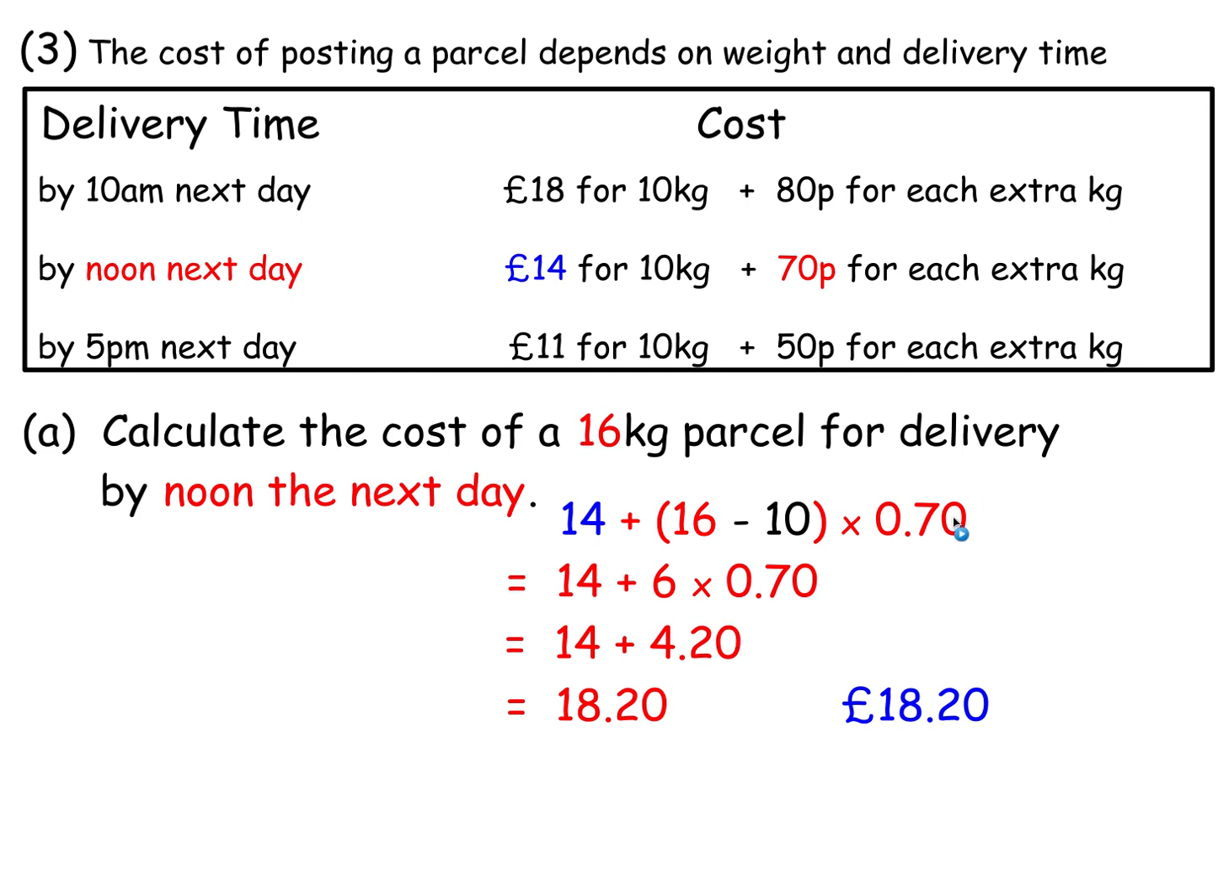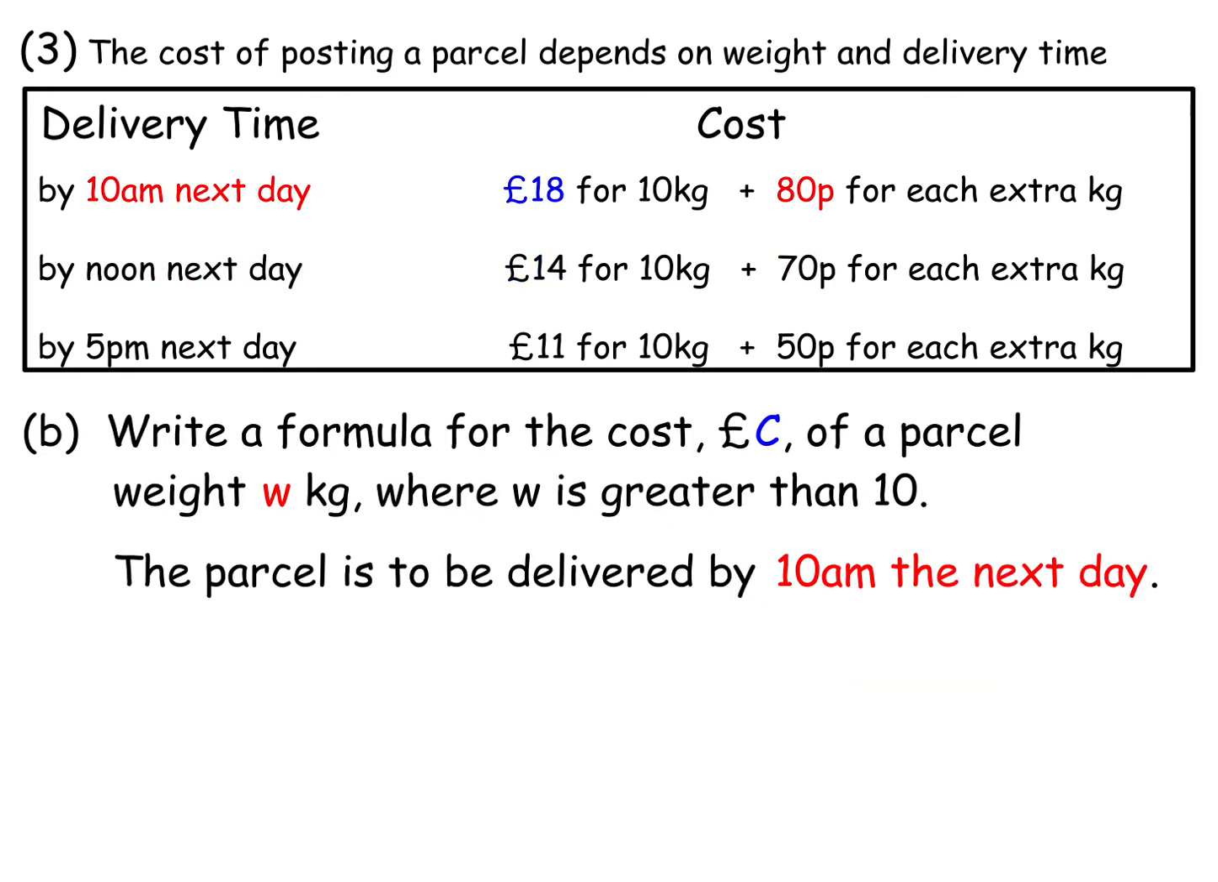For part B, you carry out a similar calculation to that, but you put in the letters. So part B says W kilograms, W is greater than 10. Parcels to be delivered by 10 AM, so that's the first line, 10 AM the next day. It's £18 payment, and the extra kilograms, you pay 80 pence each kilogram, £0.8. So doing what we did in part A, the basic charge £18 for 10 kilograms.